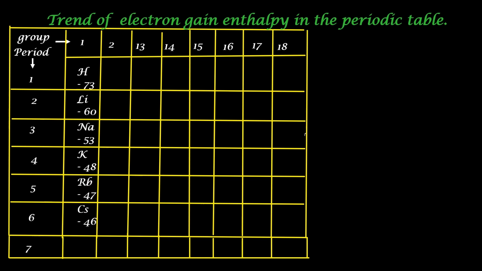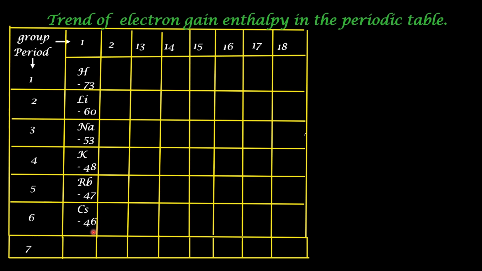Please go through the electron gain enthalpy of the first group elements. You can notice here, down the first group elements, the electron gain enthalpy becomes less negative progressively. That is, the addition of an electron becomes more difficult down the group. All the elements in the first group have negative electron gain enthalpy.